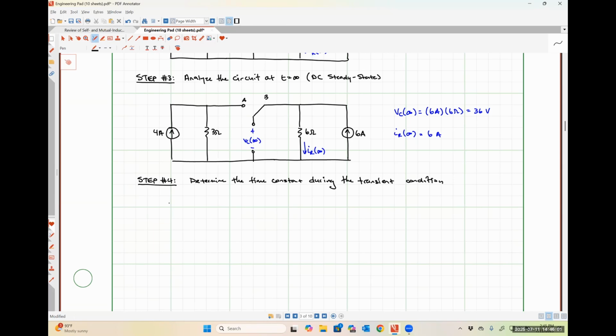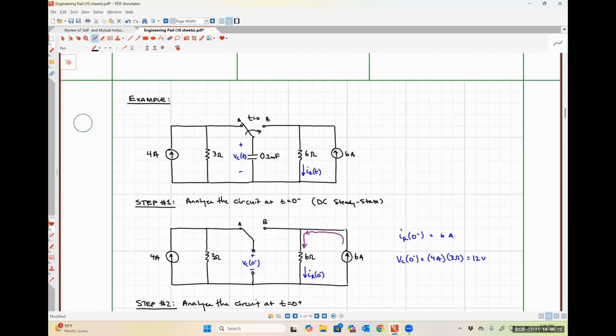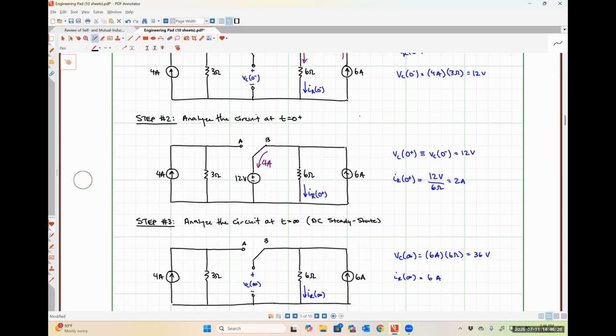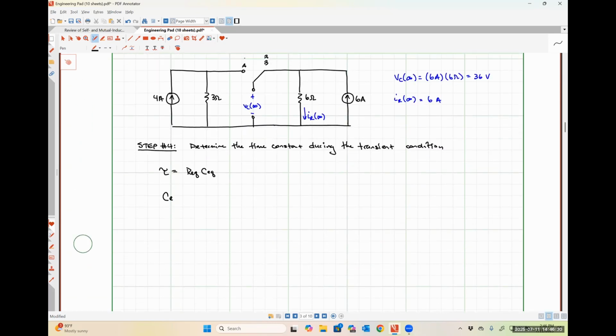Since this is an RC circuit, our time constant tau is going to be our equivalent resistance multiplied by our equivalent capacitance. So if we scroll back up to our original circuit, the only capacitor that we have in our system is that 0.2 millifarad capacitor, so I believe very strongly that that is our CEQ. So CEQ is 0.2 millifarads.